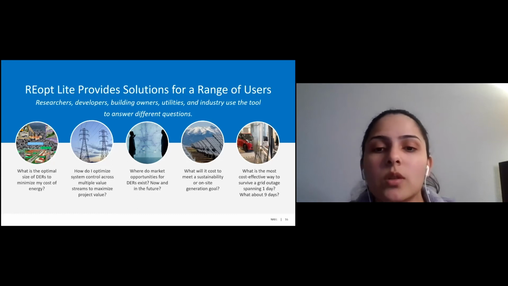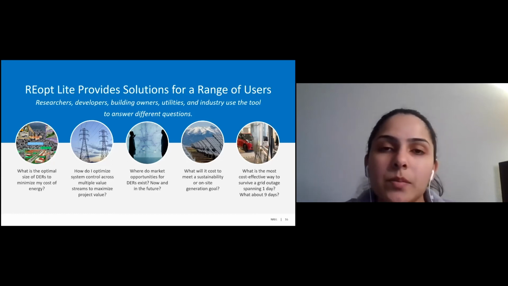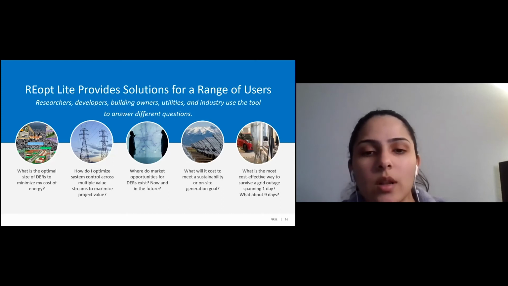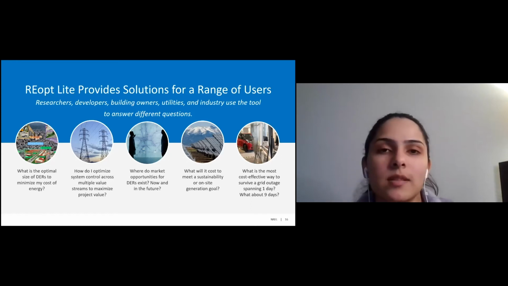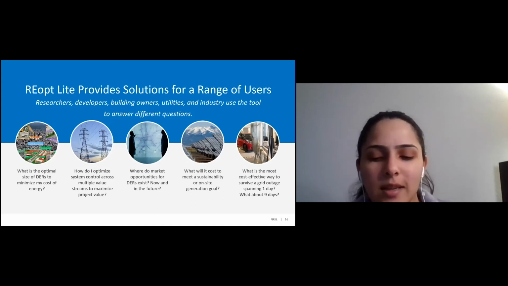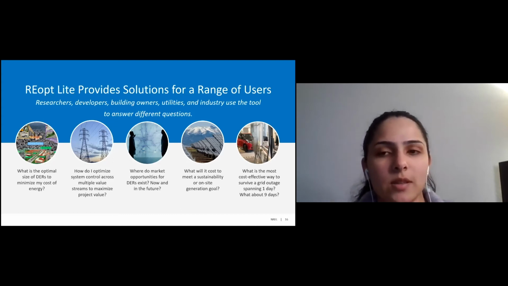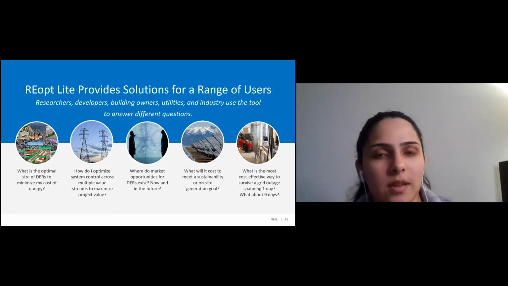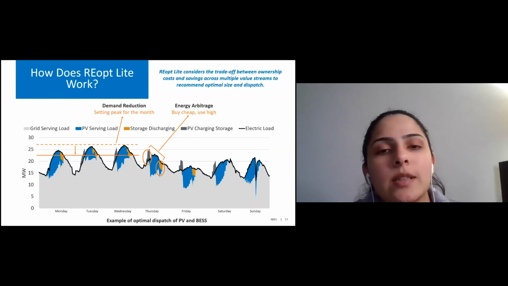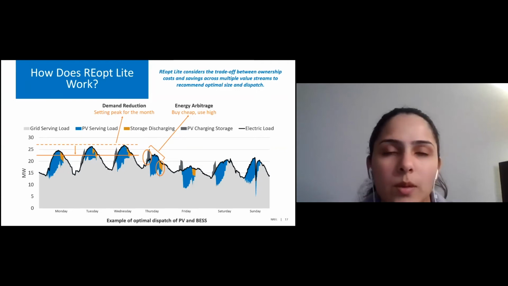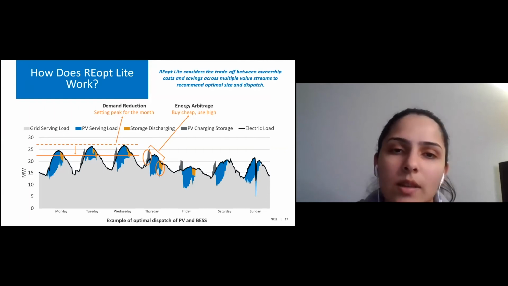Or sometimes, what is the most cost-effective way to survive a grid outage? It ties back to the resilience goal: if we wanted our system to be able to survive, let's say, at least 3 days if grid power were to go out, then how do we size our system? And if we were to size our system that way, how are the economics playing out? So it does the optimization to make optimal recommendations of the technology sizes for that. So how does it work? It's essentially considering the trade-offs between the ownership cost, or the capital cost, capital plus O&M, and savings across multiple value streams. So when it does optimal dispatch, what it is trying to do is energy arbitrage.